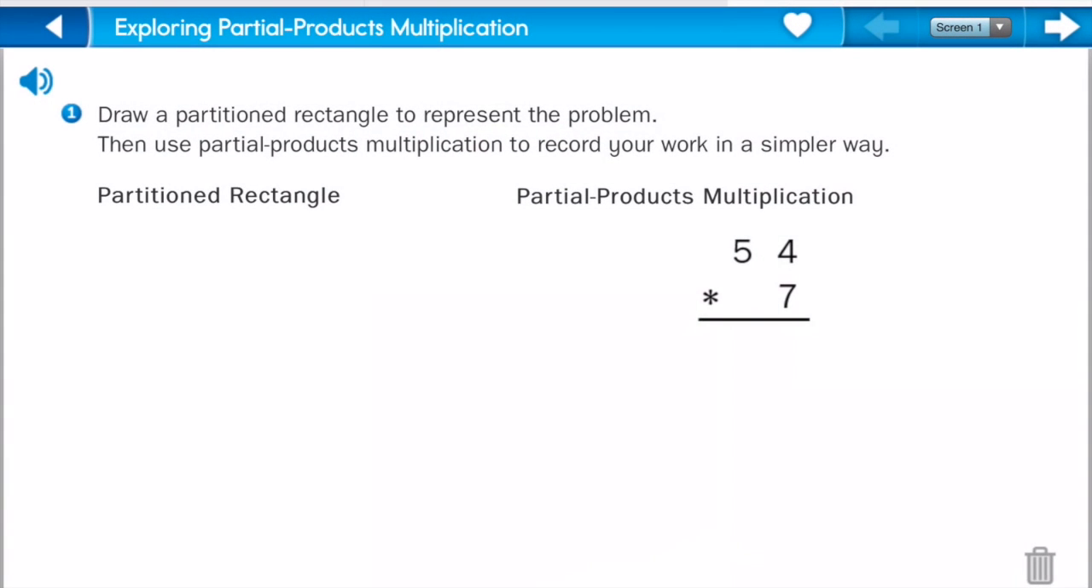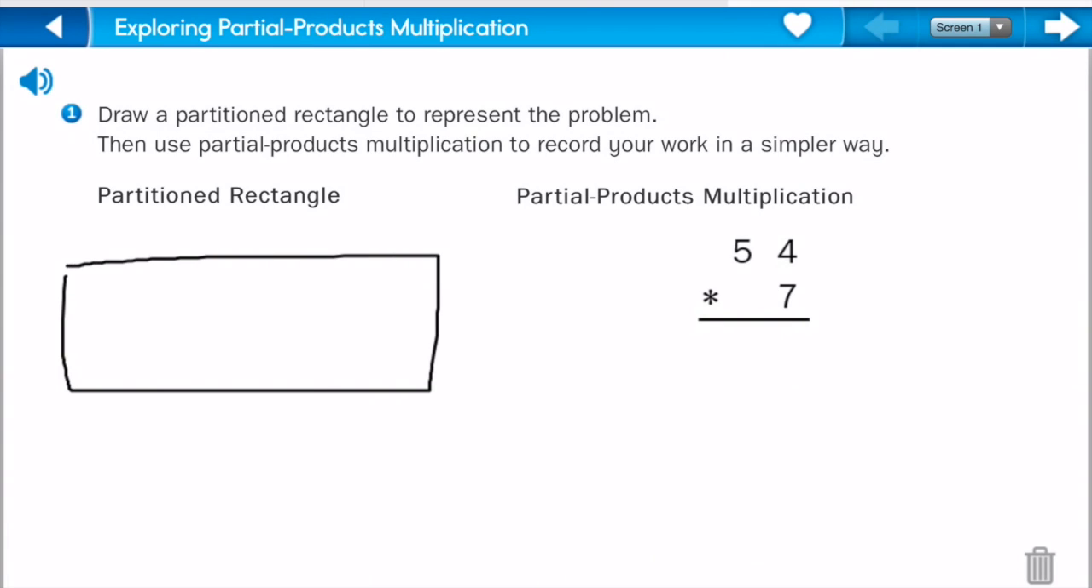Good morning, everybody. So today we're going to be exploring partial products multiplication. So we're going to draw a partitioned rectangle to represent the problem. We worked on this last week. Then we're going to use partial products multiplication to record your work in a simpler way. All right. So first things first, let's draw a partitioned rectangle to do this out. And remember that just means a rectangle that we split in two parts.